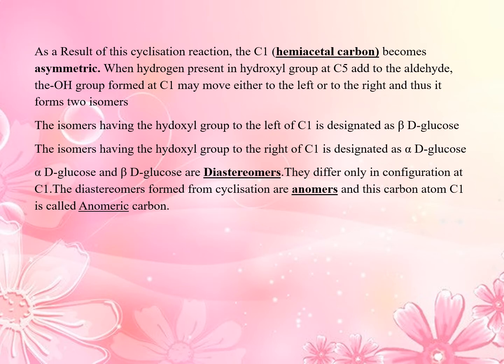Alpha D-glucose and beta D-glucose are diastereomers. They differ only in configuration at C1. The diastereomers formed by cyclization are anomers, and this carbon C1 is called the anomeric carbon.